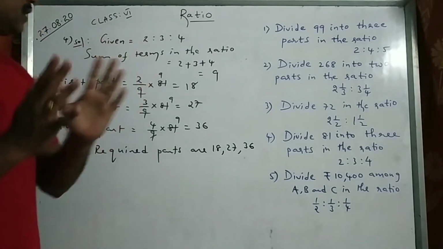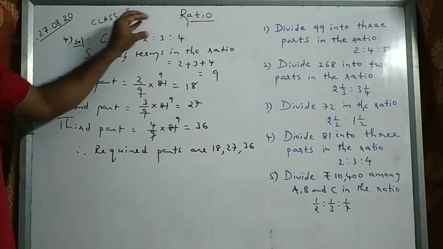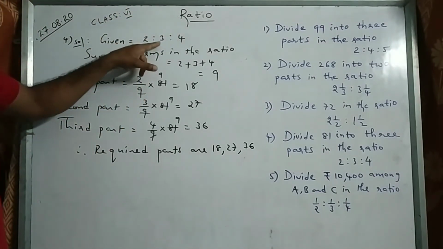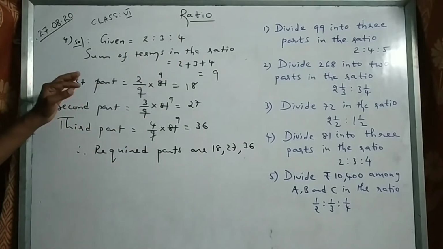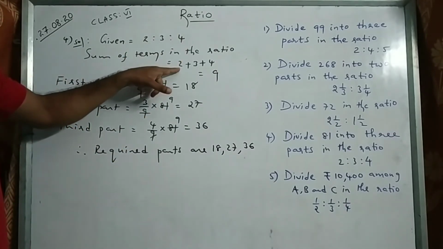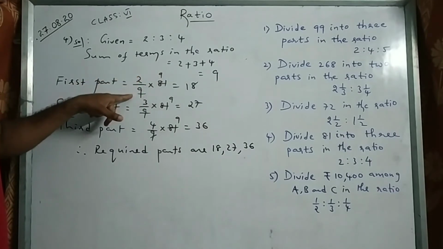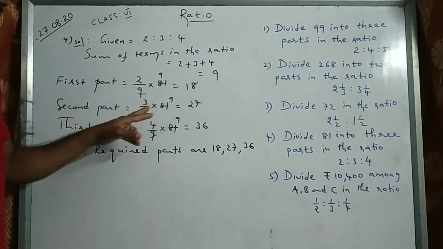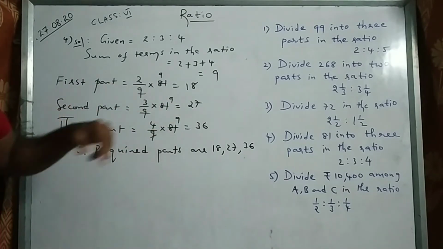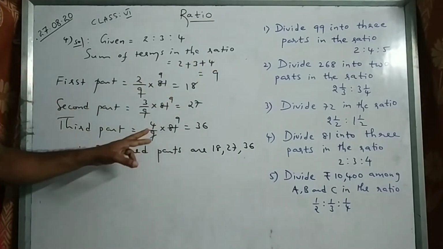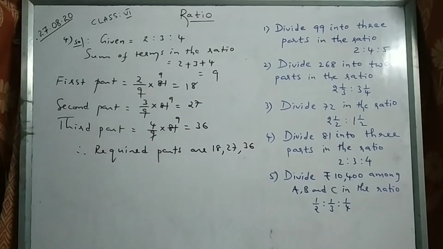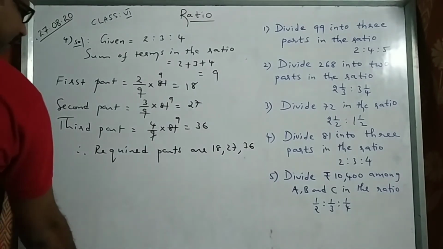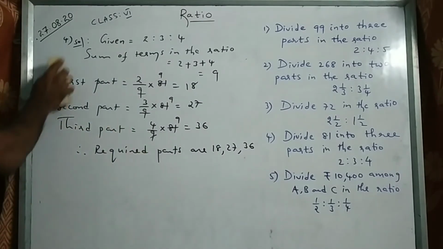Simple. First find out the sum of the terms in the ratio, 2 plus 3 plus 4. To get the first part, what is the first number here? 2 upon together 9 into 81. Similarly, second term is 3 by 9 into 81. Third number is 4 by 9 into 81. So you will get the required terms here. Okay. Similarly, fifth one also.